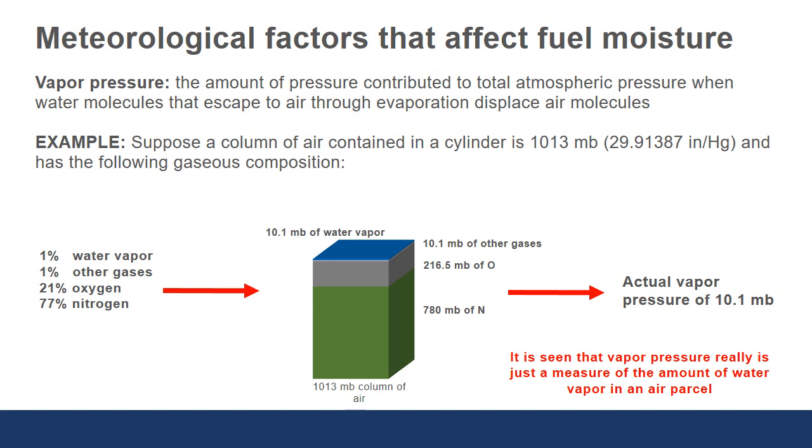As seen in the last slide, evaporation occurs when water molecules acquire a high rate of speed and escape into the air. When these molecules enter the air, they displace air molecules. This effect can be quantified as the vapor pressure, which is the amount of pressure contributed to the total atmospheric pressure by these water molecules. In the example, a typical column of air having a typical atmospheric pressure of 1013 millibars and gaseous composition is shown. Water vapor is 1% of the amount of air and therefore makes up 10.1 millibars of the column. This is the vapor pressure.